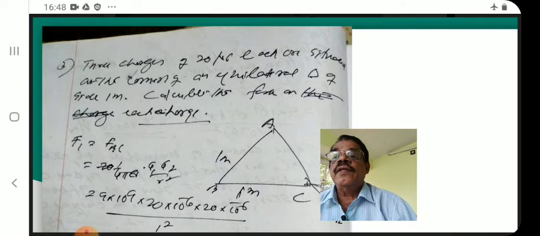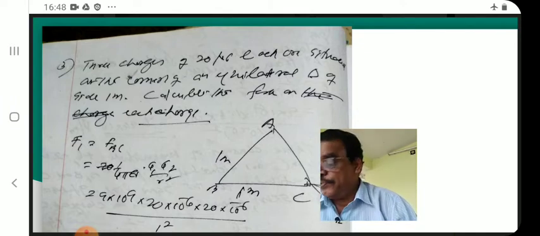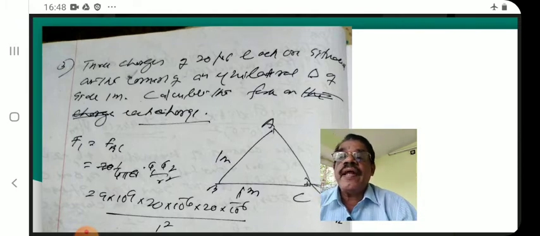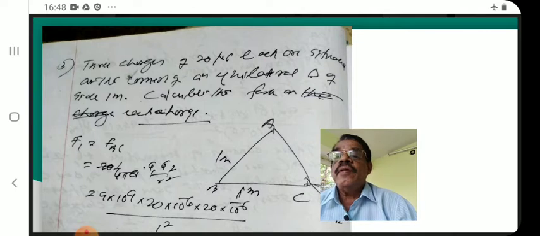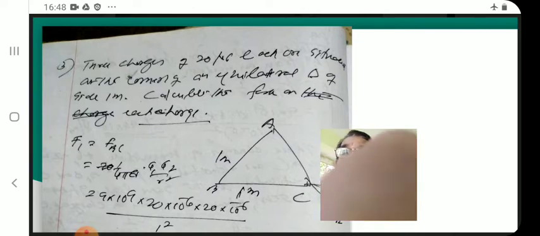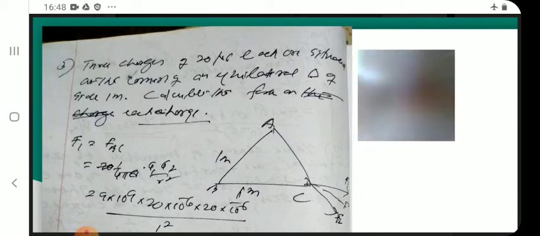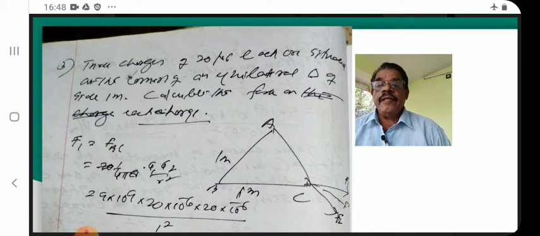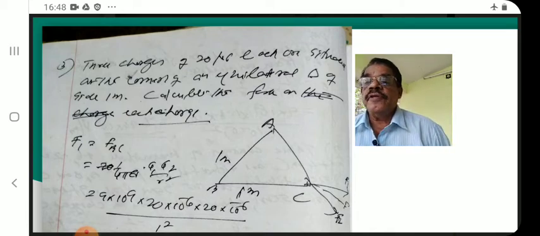Three charges of 20 microcoulomb each are situated at the corners of an equilateral triangle of side 1 meter. Calculate the force on any of the charges. The charges are represented in the figure. ABC are the three corners. Side is 1 meter. Let us find the force on the charge at C.